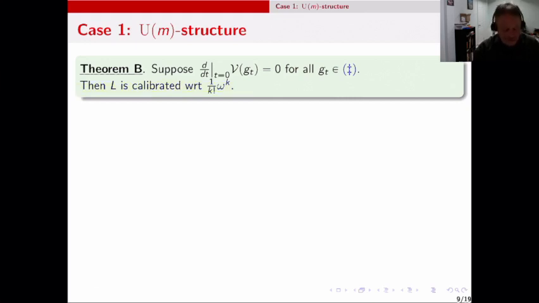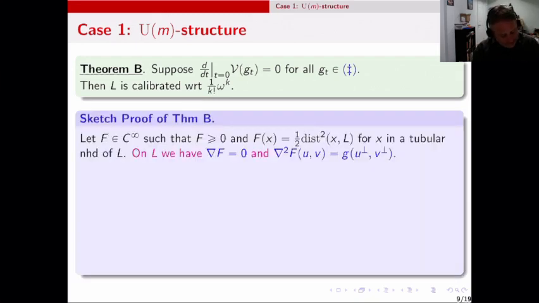Okay, and here there's no cases. It works for any k, and it's the same argument. It's the following. So here's a sketch proof. We take the following smooth function on M. Okay, so f of p is going to be 1/2 the distance squared from p to L.